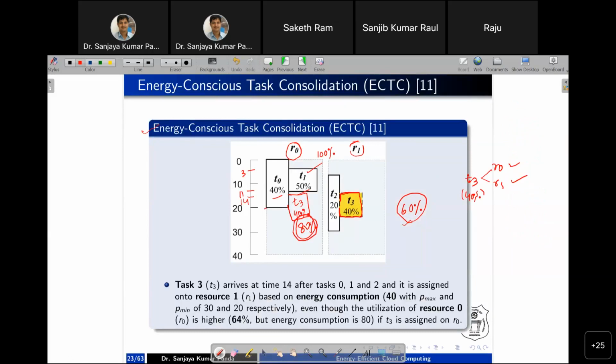Because from this point onwards, the utilization is not 80%. The utilization is only 40%. If you calculate that, you will find less utilization in R1. That's why that particular task is assigned to R1.